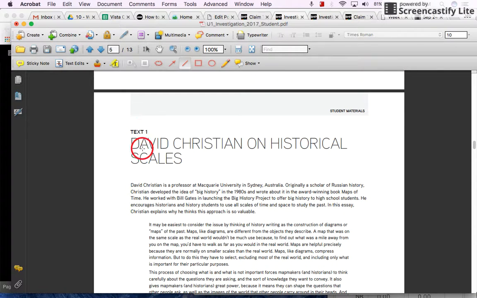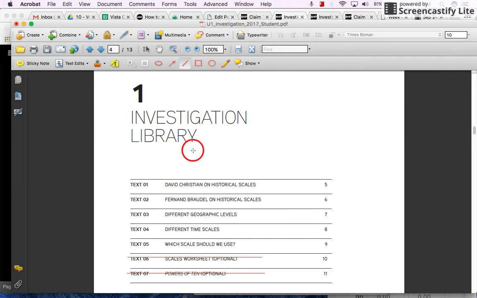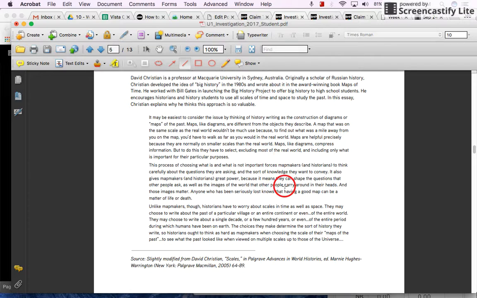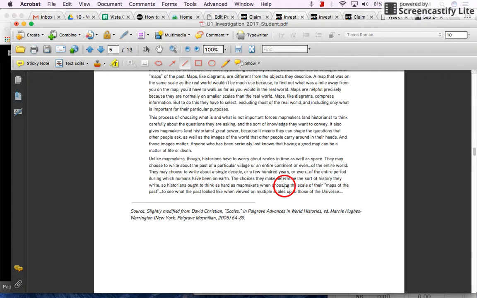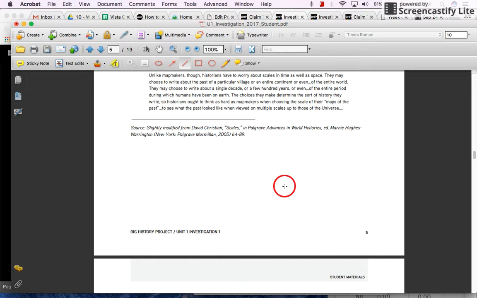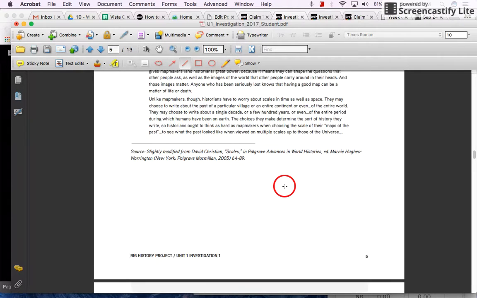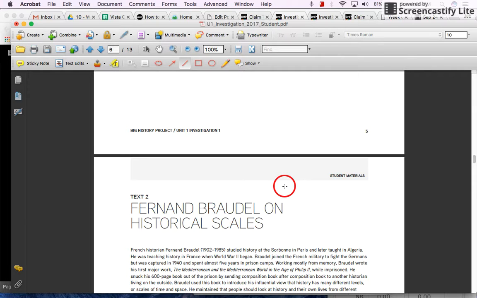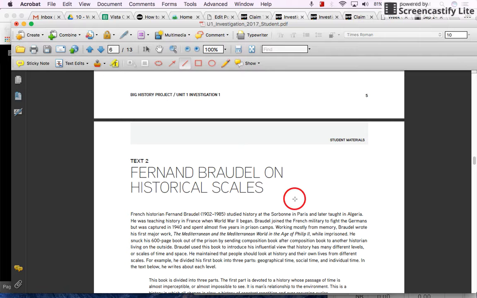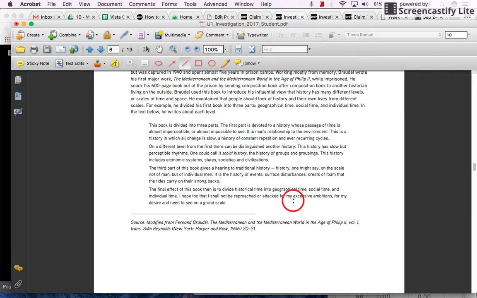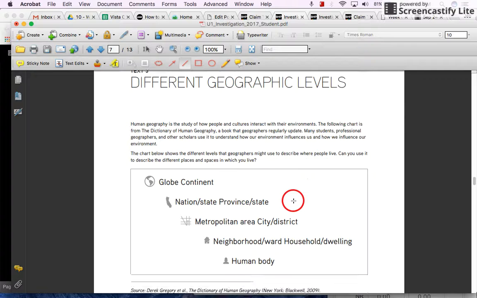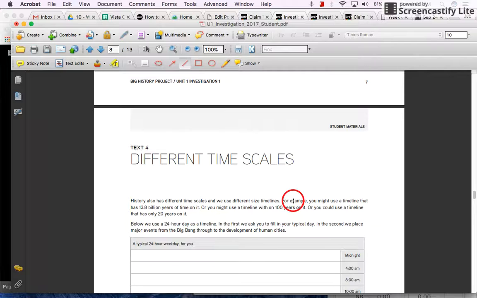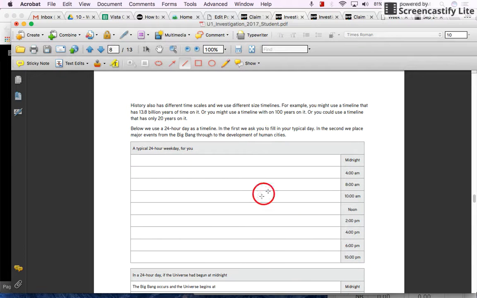But it says right here, text 1, David Christian on historical scales, okay? So you should read through all of these. Feel free to mark them up. This is your worksheet. Okay, you are going to need to write something based on these. So make sure you are actually reading to understand, highlighting, marking it up with notes. Okay, text 2, Fernand Braudel on historical scales. Again, a short text, mark it up, highlight it. Text 3, different geographic levels. Okay, same deal. Text 4, different timescales. This one you're actually going to have to fill in.